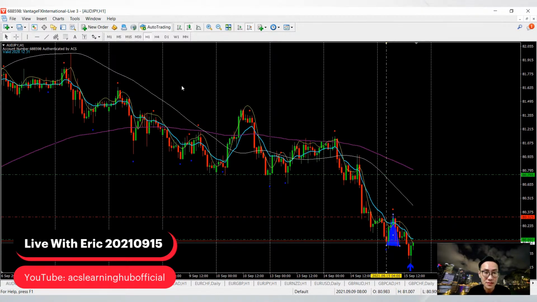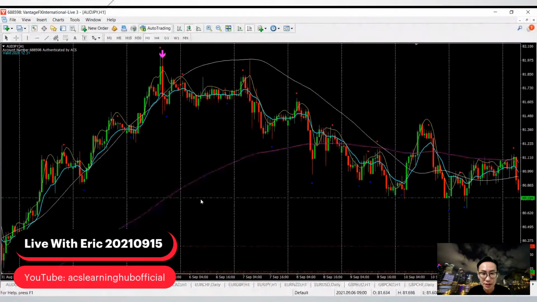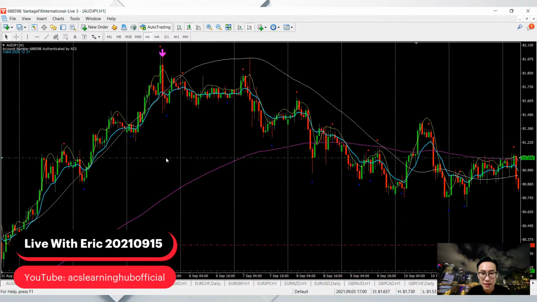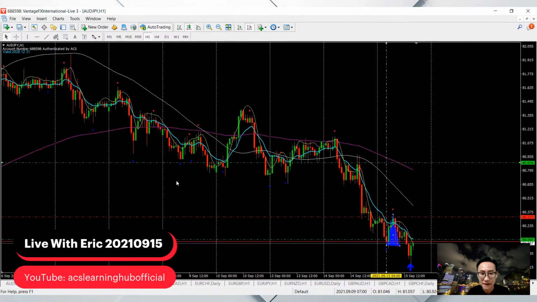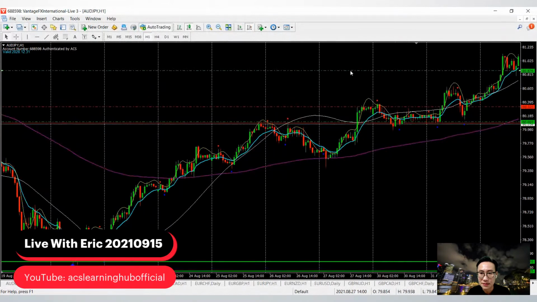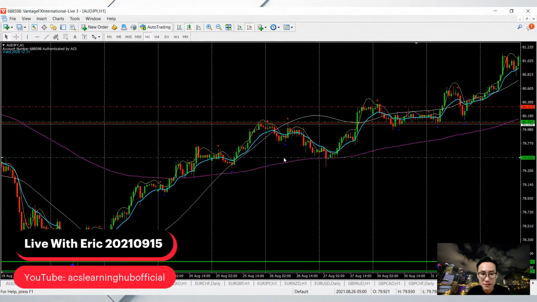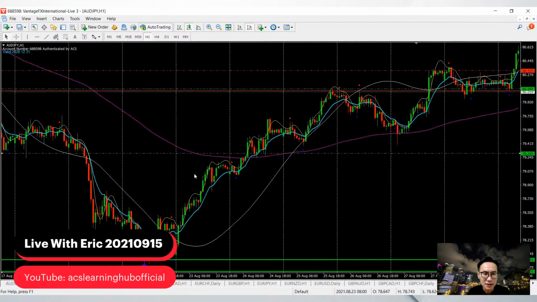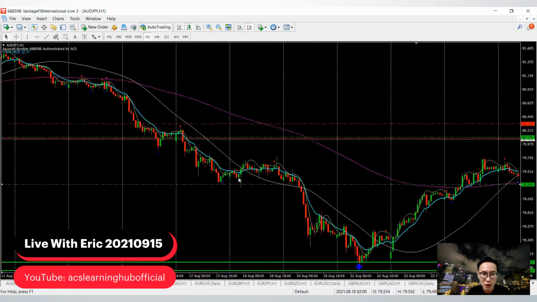Understand? Another example. I hope you understand my explanation here. I can give you a few examples. I must find a good one so that it's quite clear. Like this. Some of the breakouts are actually quite obvious that it's a false breakout.